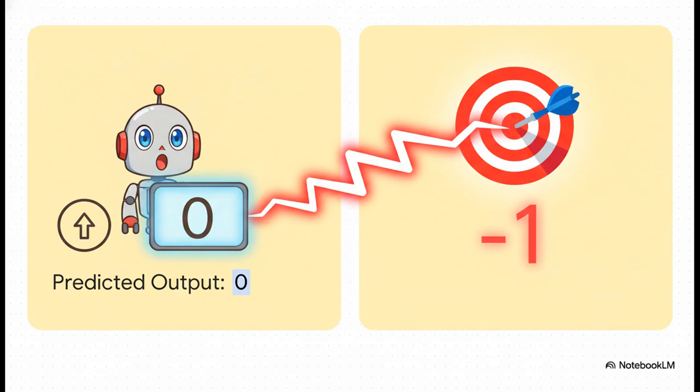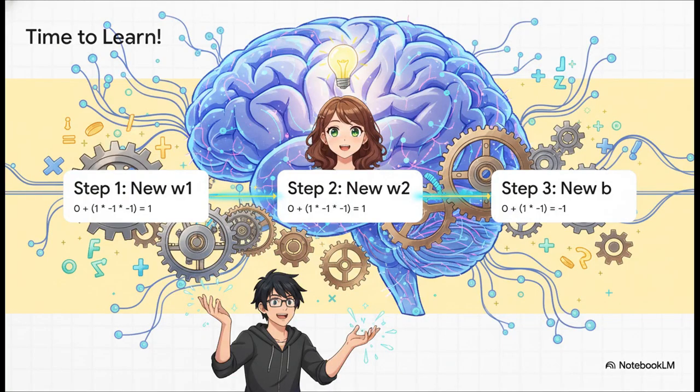And what was our golden rule? A mistake means it's time to learn. And this is the magic moment. This is where the learning happens. It uses that update formula we saw. So the new weight, W1, is the old one, 0, plus a correction that's based on the input, -1, and the target, -1, which comes out to 1. Same thing for W2. And the bias gets adjusted too. And just like that, its internal knobs are no longer set to 0.